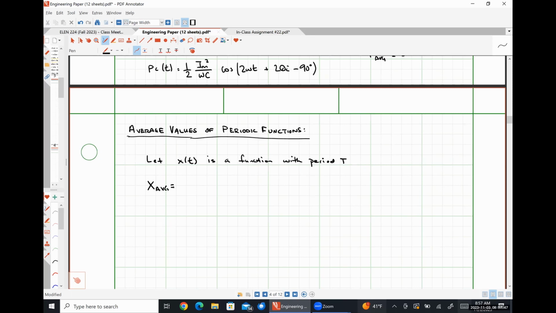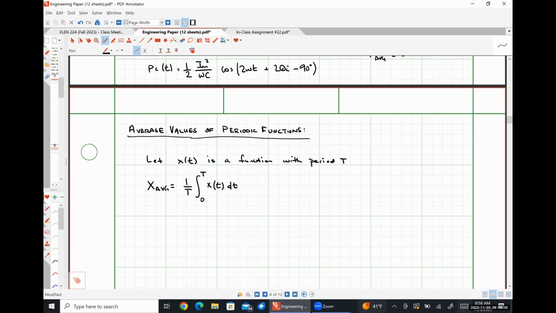The average value of this periodic function is going to be the integral of our function x of t with respect to time. We are going to integrate it over exactly one period, and then we are going to divide by the length of that period, and that will give us the average value of our function. This is something that you should have seen before, but if not, it's not particularly difficult to understand. If we have a function and we take the integral over one period, and then we divide by the length of that period, that's the total area divided by the interval, which is just the average value of that function. Okay.